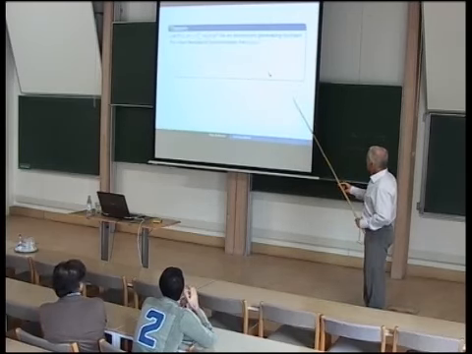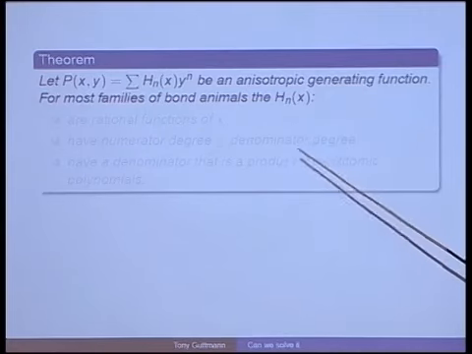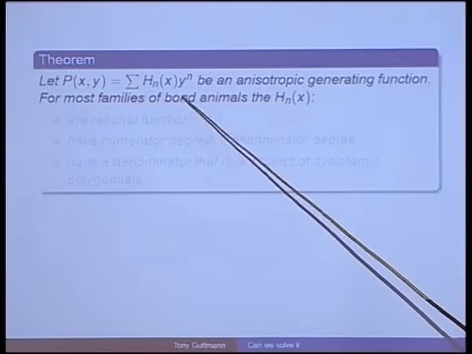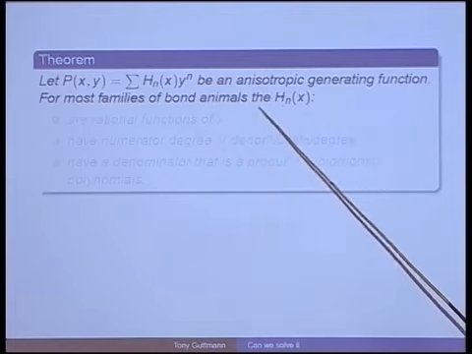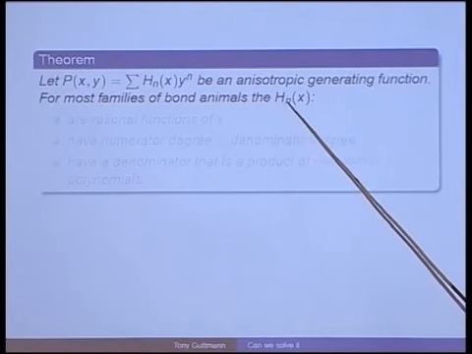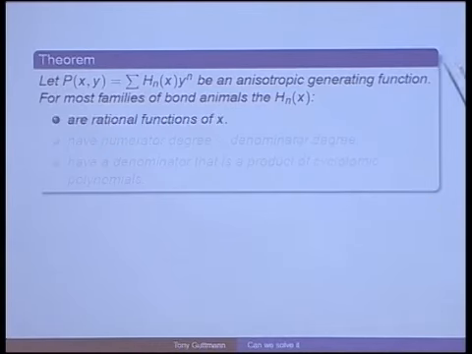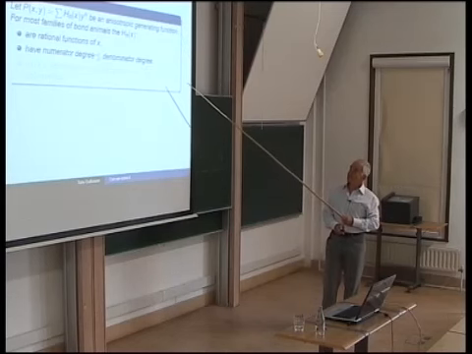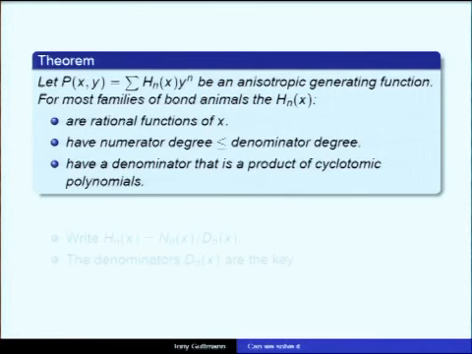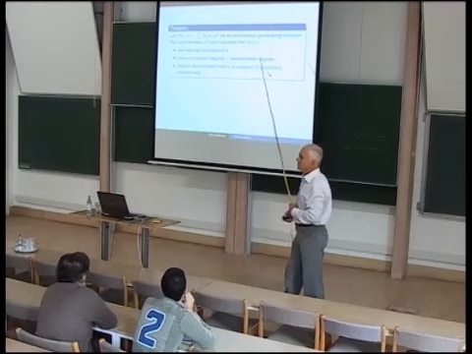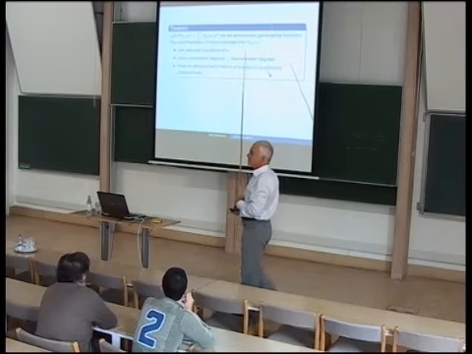And we have the following theorem, that if we have this generating function expressed in this manner, so it's an anisotropic generating function. For most families of bond animals, and I'll make that more precise, these generating functions h_n(x), firstly, they're rational. Secondly, they have numerator degree less than or equal to denominator degree. And most significantly, they have a denominator that is the product of cyclotomic polynomials and nothing else. And you can say for each n exactly what the denominator is? Yes. So the only non-trivial thing is to compute the numerator. Yes.